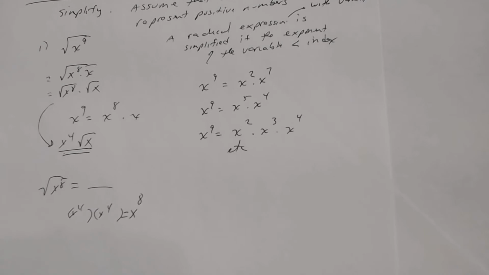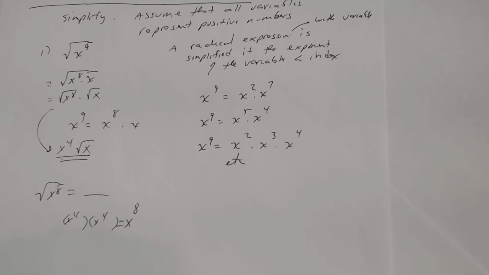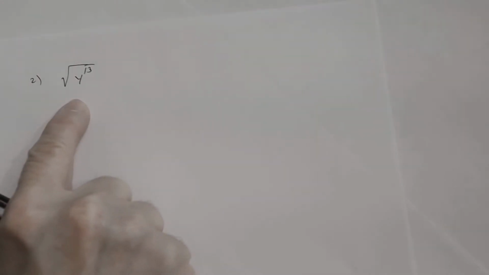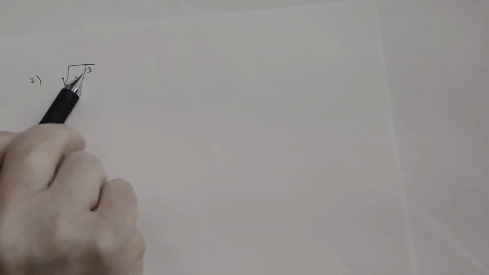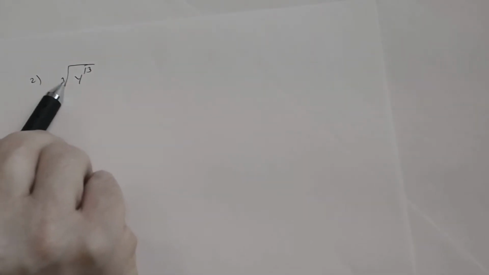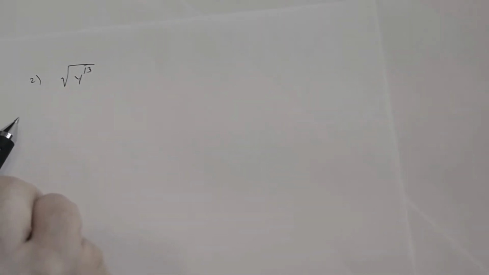Okay, so let's do another one, and then hopefully the discussion will connect a little bit better with you. So let's look at number 2. Let's suppose I had the square root of y to the 13th. Okay, so here's my question. First of all, can I simplify this further? Yes, because the exponent is greater than or equal to the index. So the index is 2, and the exponent is 2 or bigger. So I can simplify it.